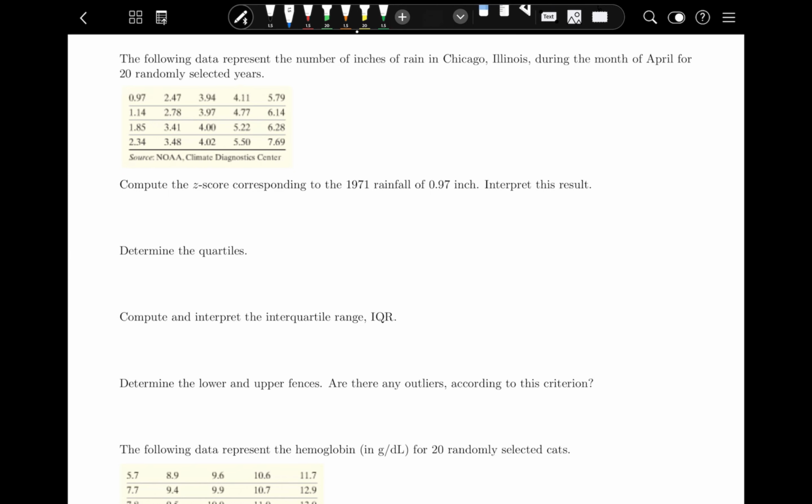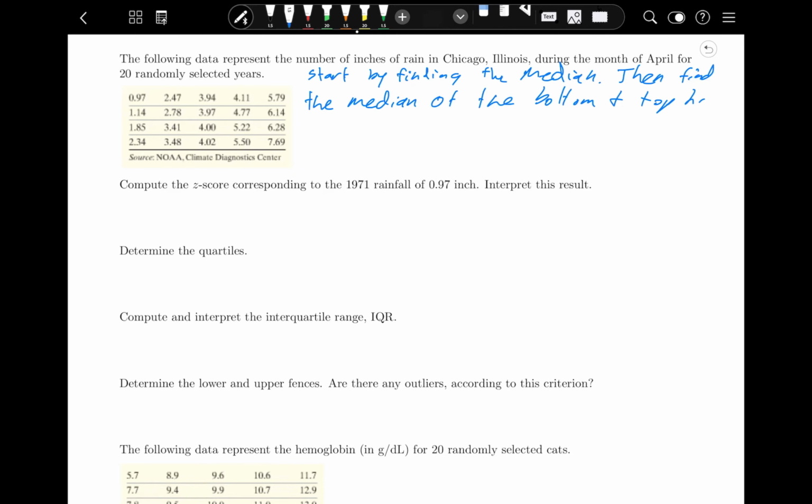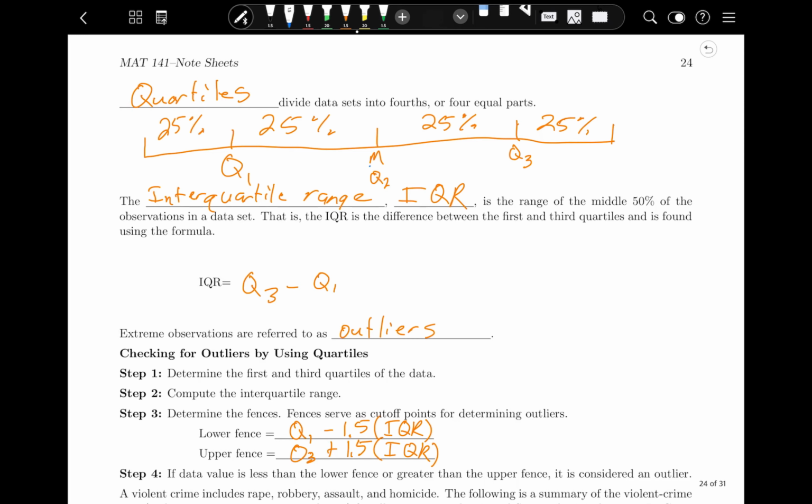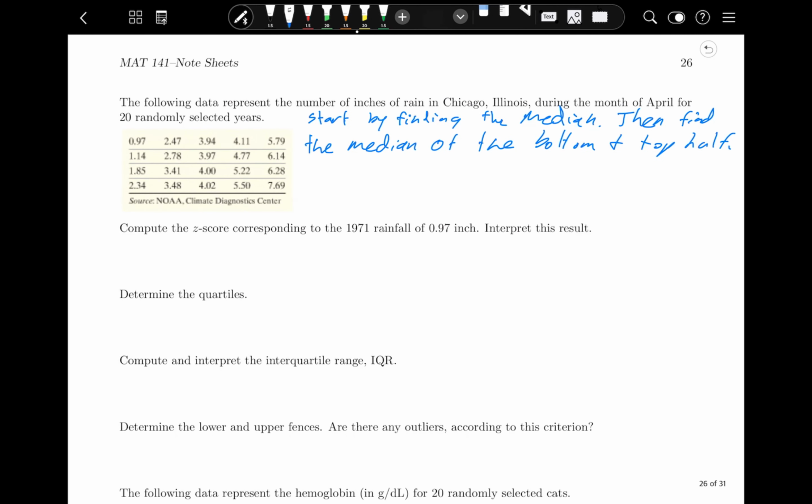So what you want to do to find the quartiles is you want to start by finding the median, and then find the median of the bottom and top half. So if I go back real quick to the picture I drew, notice the median, or Q2, breaks this whole thing in half, and then Q1 breaks the bottom part in half, and Q3 breaks the top part in half. So we just need to find the median 3 times.